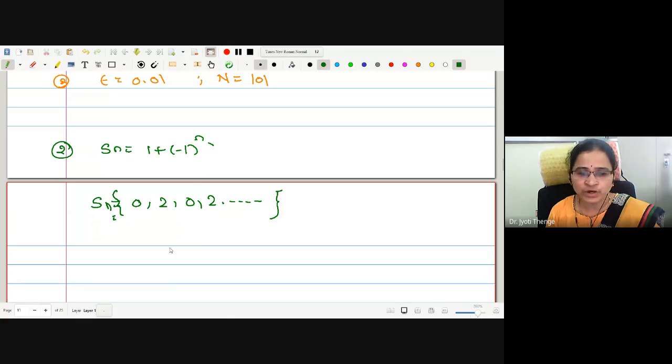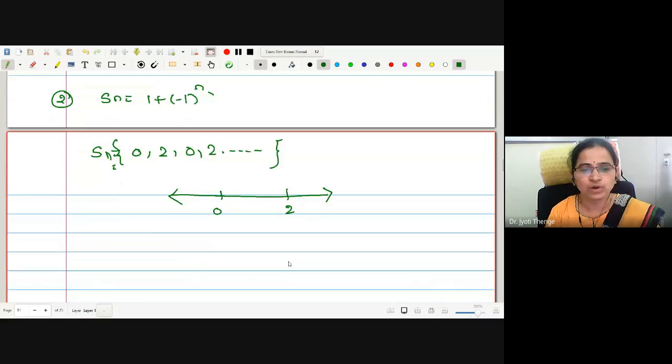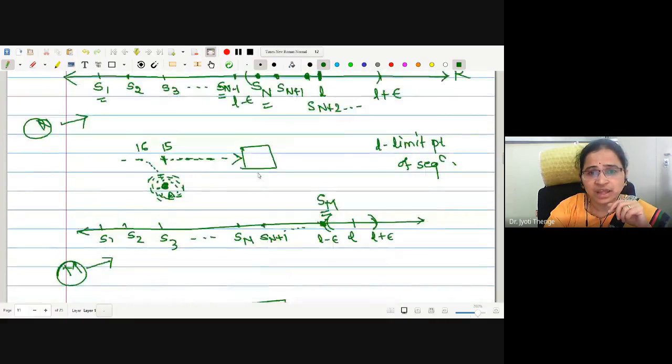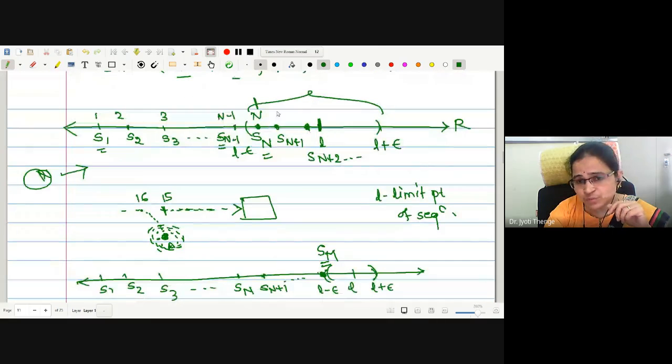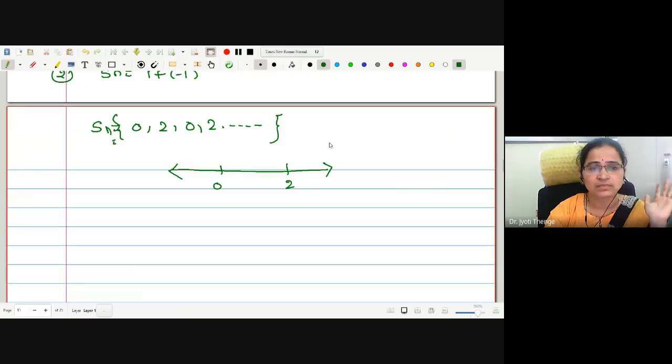Now how many points do we have in the range set? Only 2 points, 0 and 2. Therefore, if any point has to be a limit point, the condition says that from n onwards, all the sequence points should fall under this neighborhood. That is, this neighborhood should contain infinitely many points of the given sequence. But is it true in this case? We don't have infinitely many points. Therefore, there is no question of having a limit point.